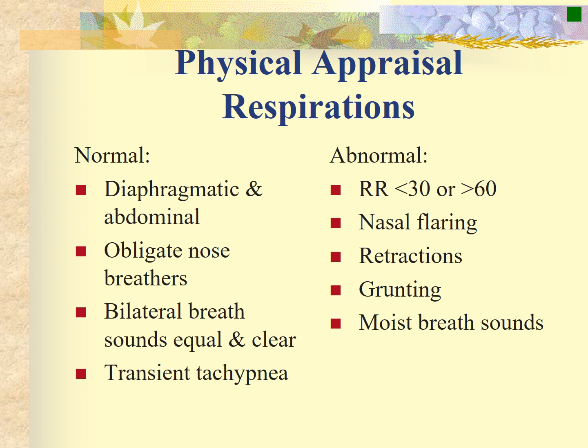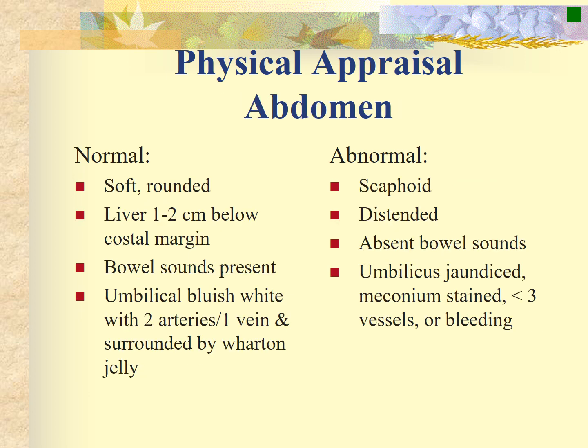Respirations are diaphragmatic and abdominal, and they're nose breathers, okay? Their breath sounds should be clear and equal bilaterally, and they're going to have transient tachypnea. Abnormal will be respiratory rates less than 30 or greater than 60. And as we've mentioned before, nasal flaring, retractions, grunting, and you hear water rattling in there when they're breathing. You can hear it in the room. You don't need a stethoscope on some of them.